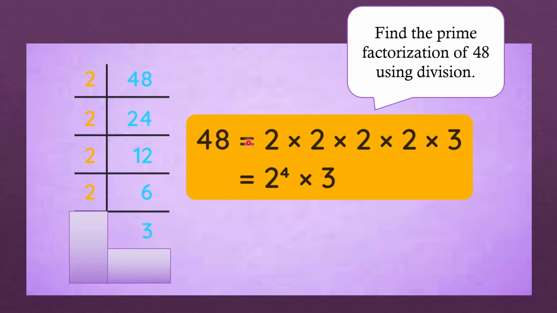So we can write it like this as a prime factorization: 2 times 2 times 2 times 2 times 3. In the simplest form, we can say 2 to the 4th power times 3.